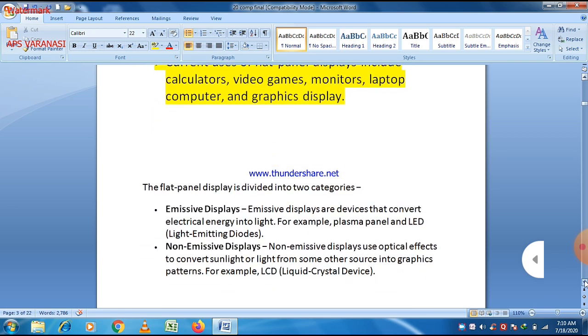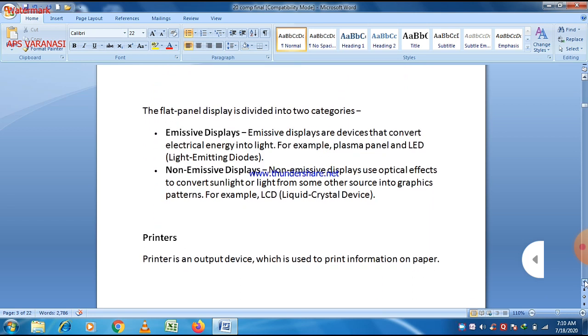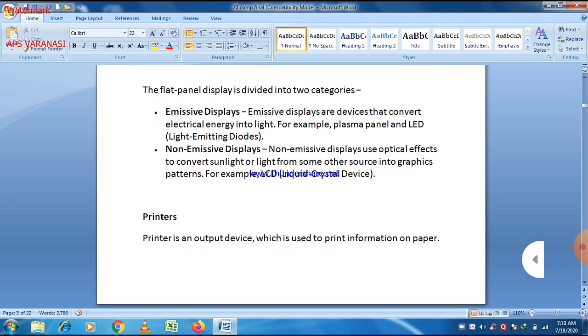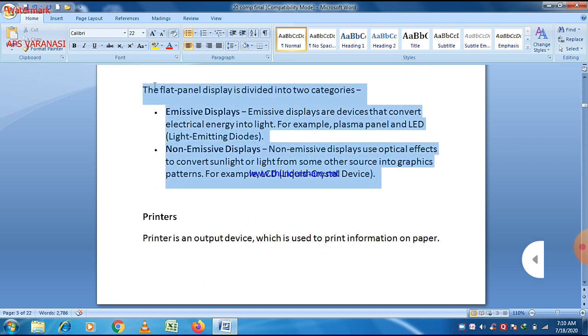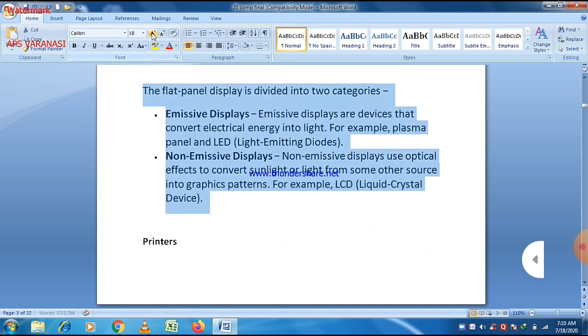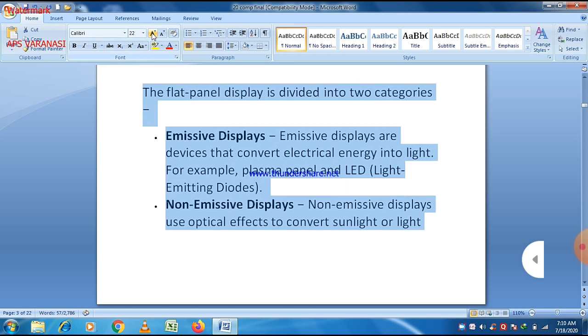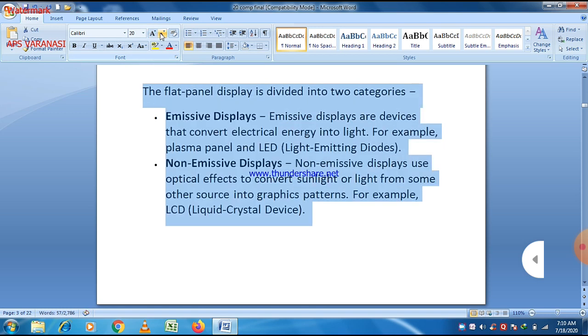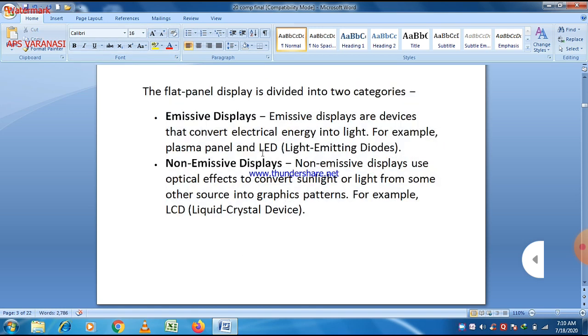Again, flat panel display is divided into two basic categories. These are emissive display, and second is non-emissive display. Emissive and non-emissive. As the name suggests, emissive displays are the devices that convert electric energy into light.